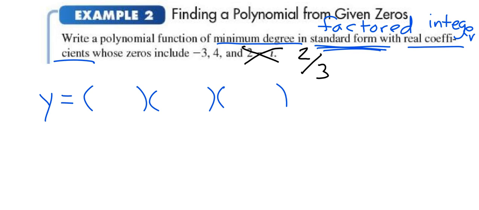What are the 3 factors? Okay, good on the first two. Now we got to figure out that last one. No fractions. No fractions. So, good, good. We got to think about that. That's 2.